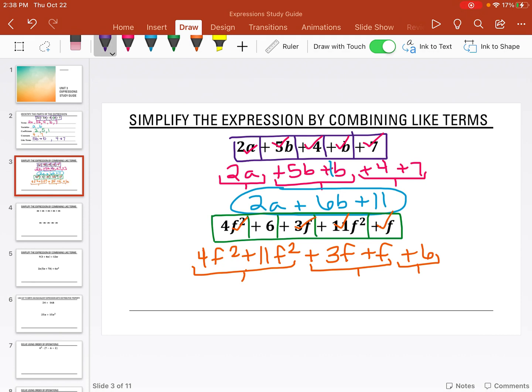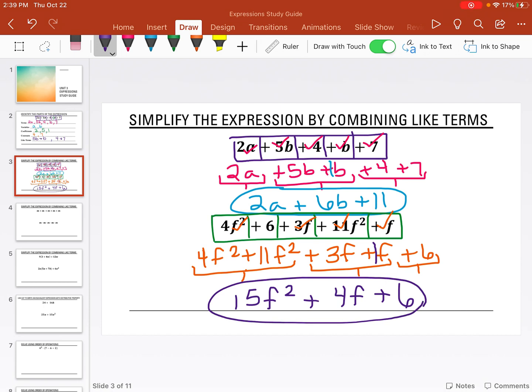And let's simplify that. So 4 plus 11 is 15f squared, plus 3f plus, remember this is an invisible 1, so 3 plus 1 is 4f. And my constant 6 just stays 6. And that's my answer for that one.